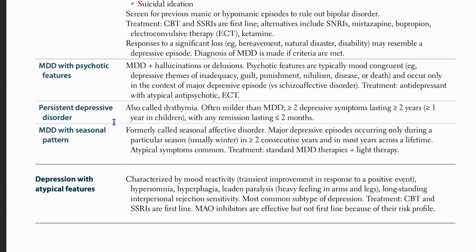Major depressive disorder with seasonal pattern is formally called seasonal affective disorder. Major depressive episodes occur only during a particular season, usually winter, in 2 or more consecutive years, and in most years across a lifetime. Atypical symptoms are common. Treatment is standard MDD therapies and light therapy. Okay, so SSRIs, selective serotonin, and selective norepinephrine reuptake inhibitors.